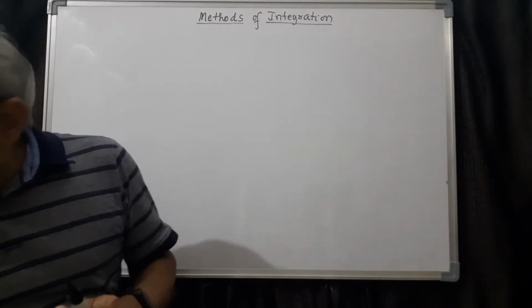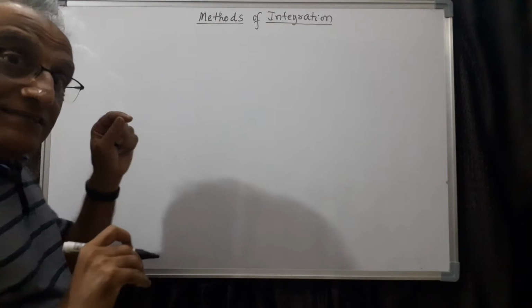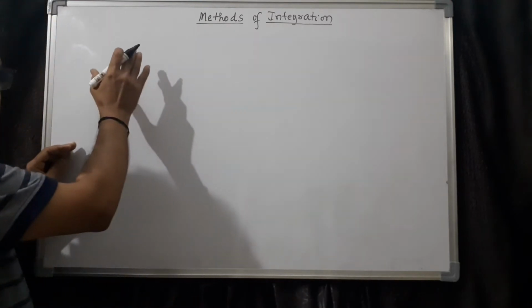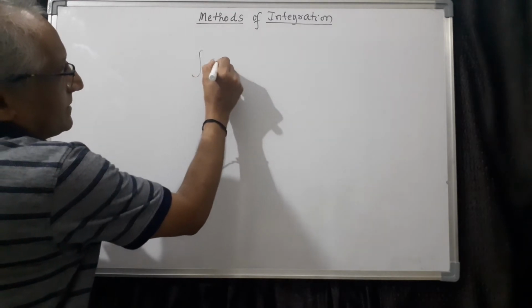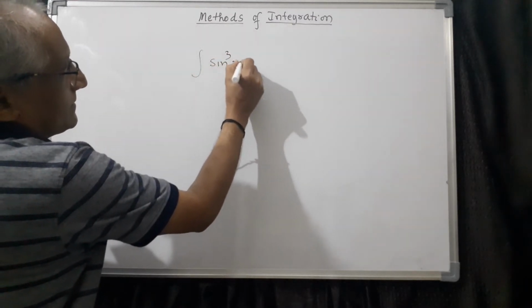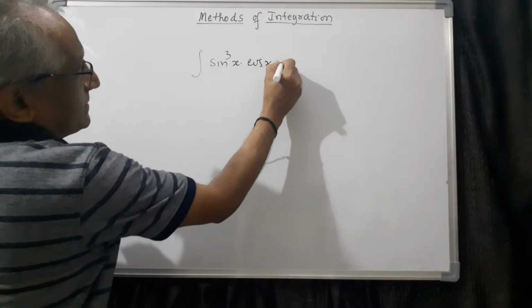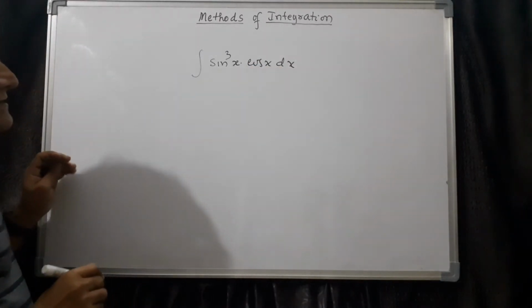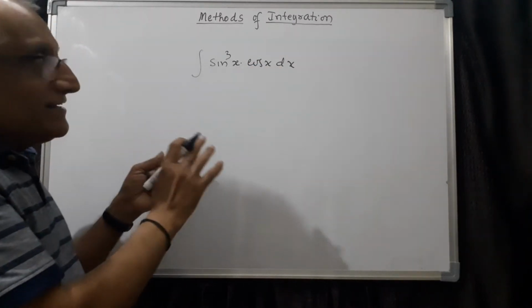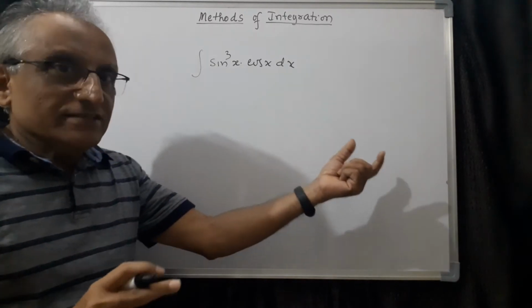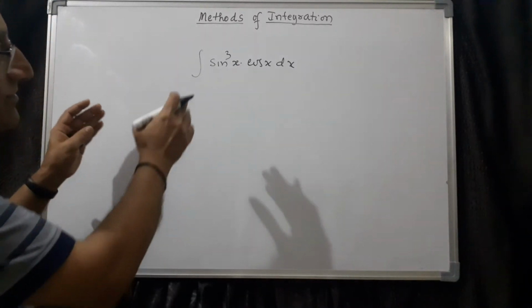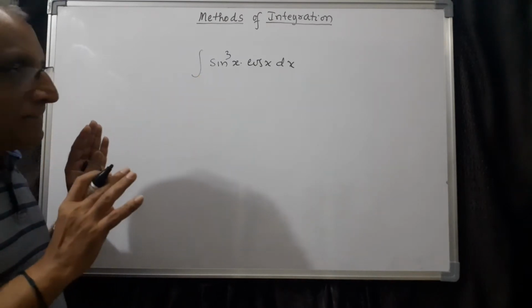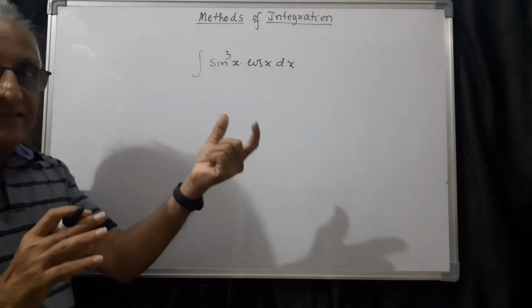Now, let me first explain what is the meaning of substitution, because the name itself says it is substitution. Suppose you are having, say, sin cube x into cos x into dx. Definitely, we cannot find the function which, by differentiating that function, we get this. This is not possible, and it is not based on a standard formula also. Standard formulas are the basics actually.